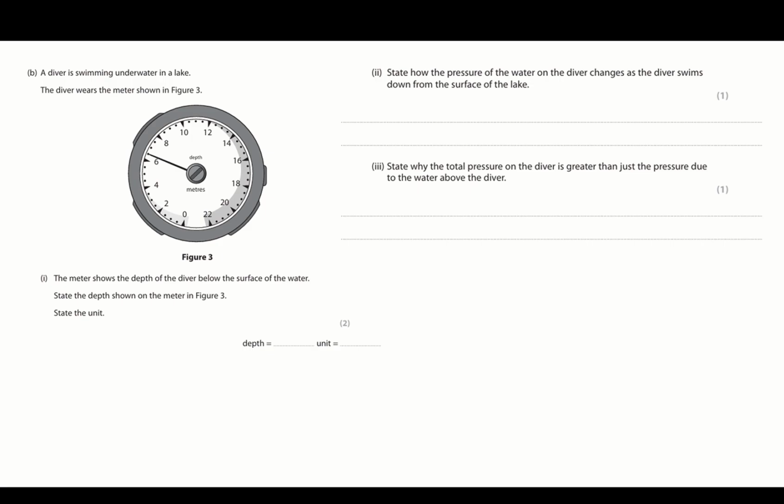A diver swimming underwater in a lake. They wear the meter shown. State the depth in figure 3. So this is just reading a scale. We can see we've got 6 there and 8 here. That's a change of 2, so each of these is half. So 6, 6.5, 7, 7.5. So that clearly must be 6.5. It's just checking, can you read scales? And then, can you check that it says meters there? So 6.5 for a mark and meters for a mark.